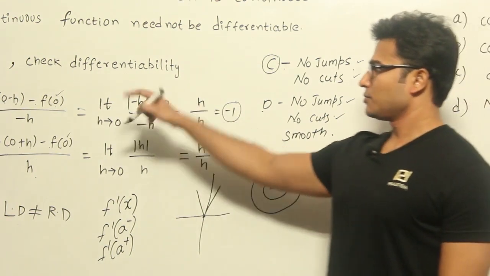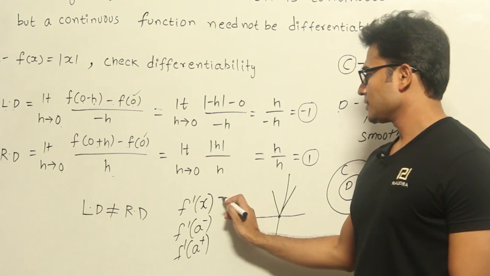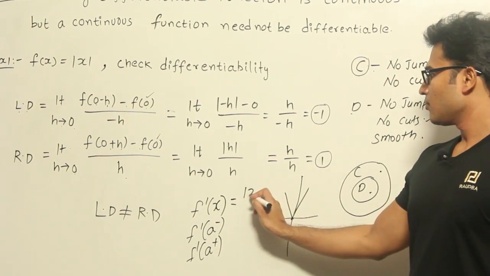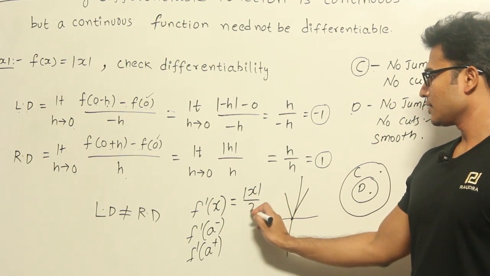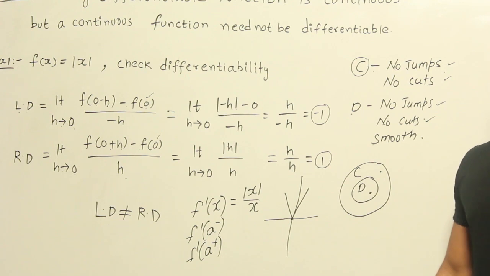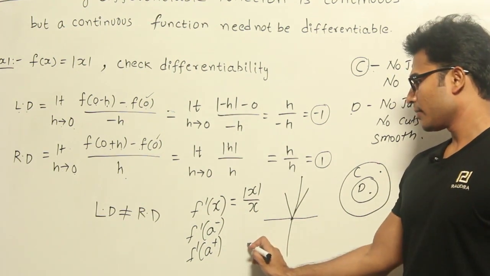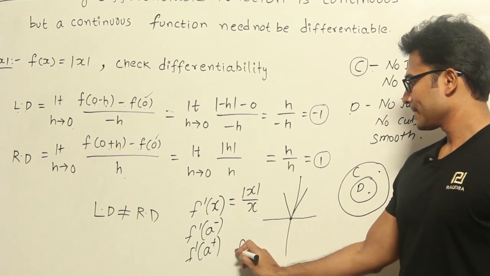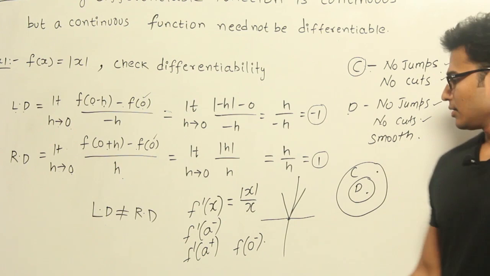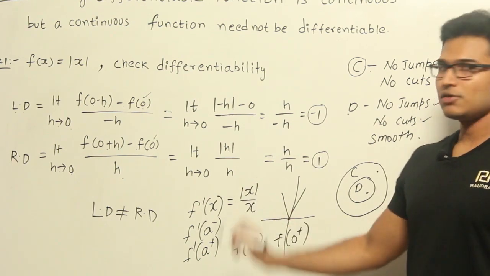Now for this example, what you could do is find f dash of x. If f of x equals mod x, f dash of x is going to be mod x by x. This is f dash of x. Now we are talking about the point 0, so you are supposed to find f dash of 0 minus, and then f dash of 0 plus. Now what is f dash of 0 minus?